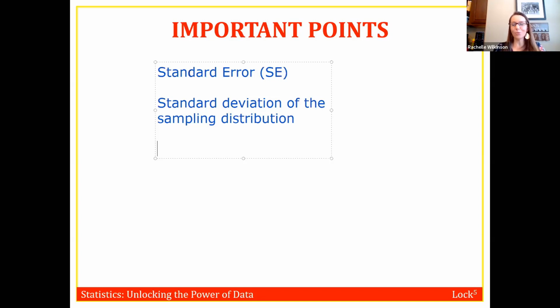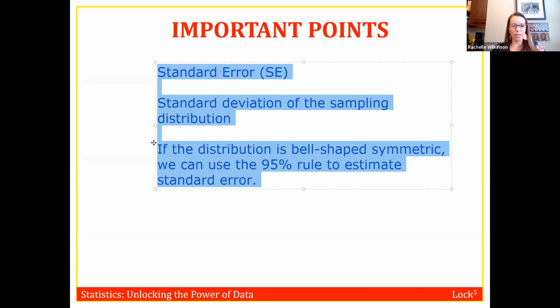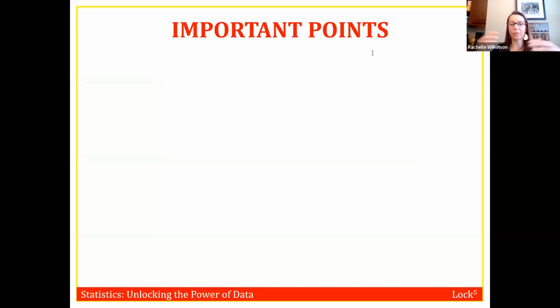Yes, the 95% rule. A couple more things I'm going to point out. First of all, if you back up to where we talked about the center of the sampling distribution, you'll notice that we said if the sample is randomly selected, the sampling distribution will be centered on the population parameter. So the sampling distribution is only going to be centered on the population parameter if the sample is randomly selected. If we use a method that is not random to select our sample, then our sampling distribution will not be centered on the population parameter.